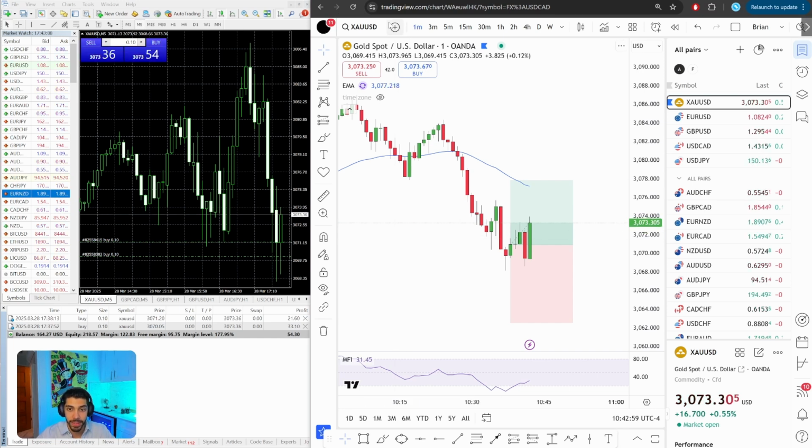Scalping the lower time frame on gold has to be one of the best ways to flip a small account. It's just so volatile and so easy to predict when it's going to start going up.